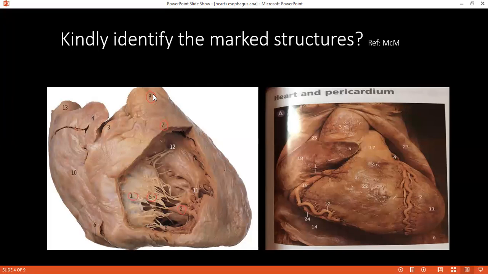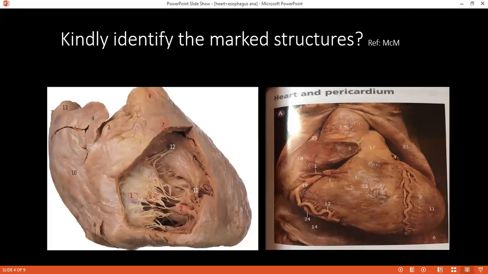If you can come up here and tell me what is 9, please. 9 is the pulmonary trunk. If you can identify 7 over here: infundibulum, or conus arteriosus. 1, anterior cusp of the tricuspid. And 5, chordae tendineae. 2, please. Anterior papillary muscle. Can you please tell me what is the function of the chordae tendineae? Prevents the collapse of the cusps of the tricuspid.